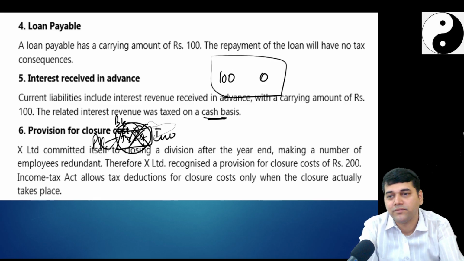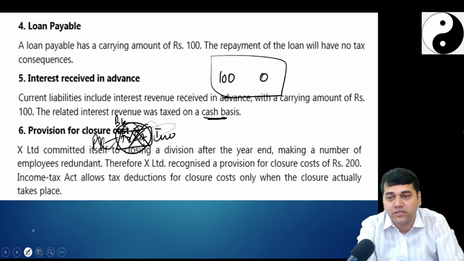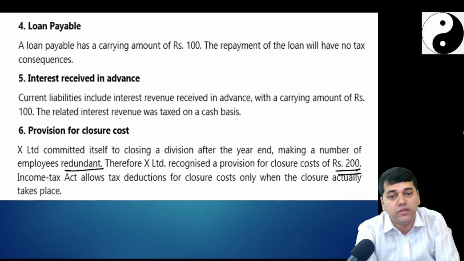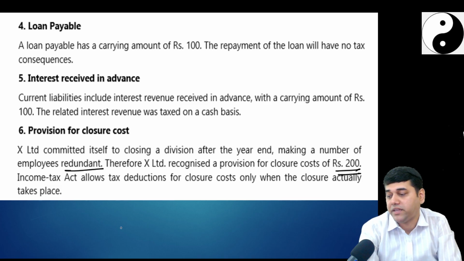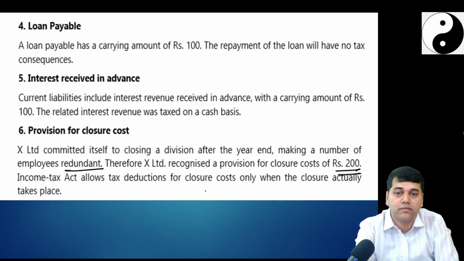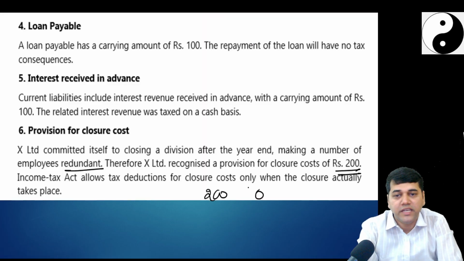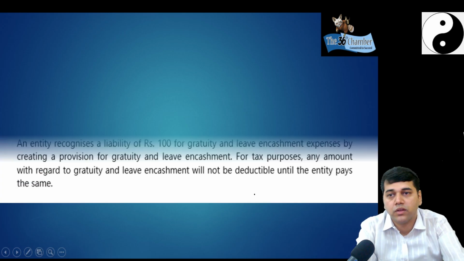Clear, no? Provision for closure cost. EA committed to the closing, making a number of employees redundant. Therefore, they recognize the provision for closure cost of 200. Income tax will deduct only when you are actually paying it. So 200 and 0. Because you will permit it only in future, no? They didn't recognize this entry from you.